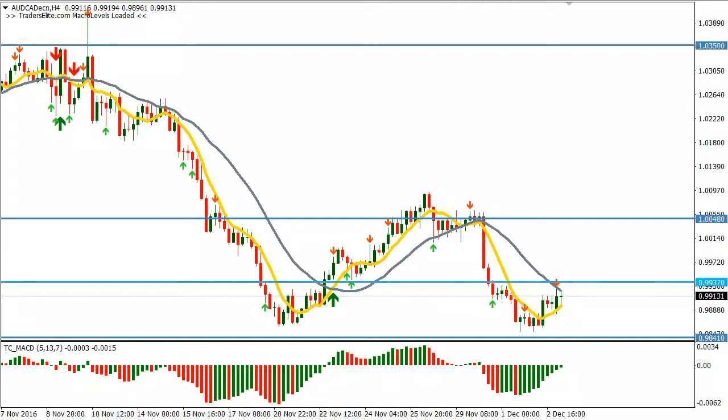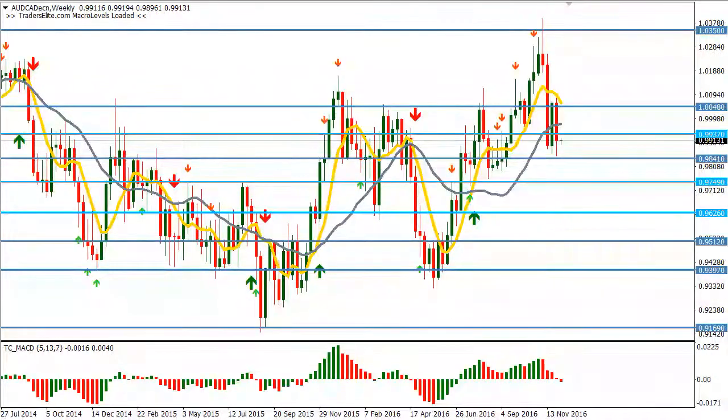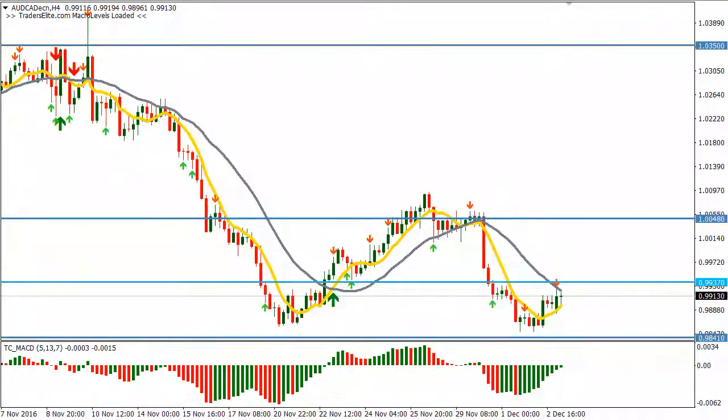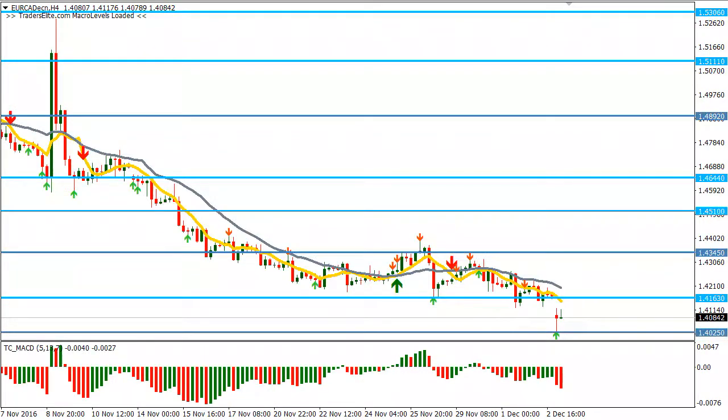And finally, Aussie CAD weekly, it's been up, but it's been in a heavy downswing. So daily's been down and 4 hours down. So I would see how it reacts at 99.37, and even if it went up to 100.48, then could be a good opportunity to short. But it's a bit of a tricky one right now. There's easier opportunities in the market right now.